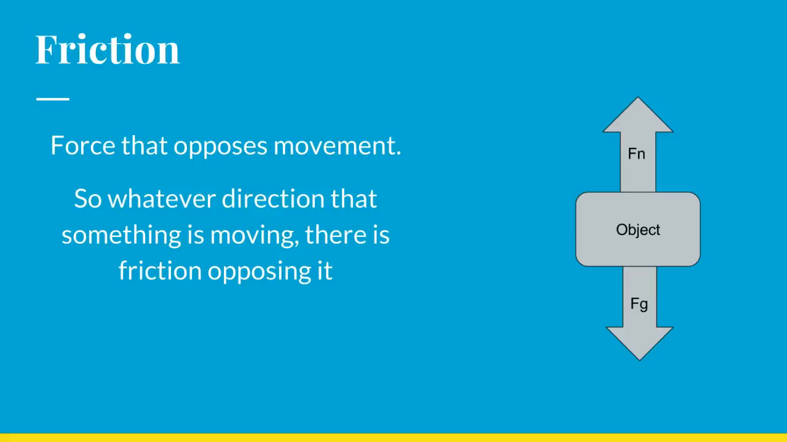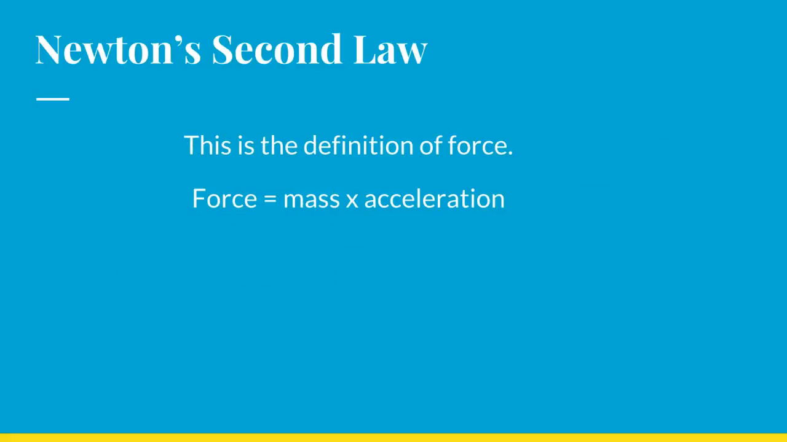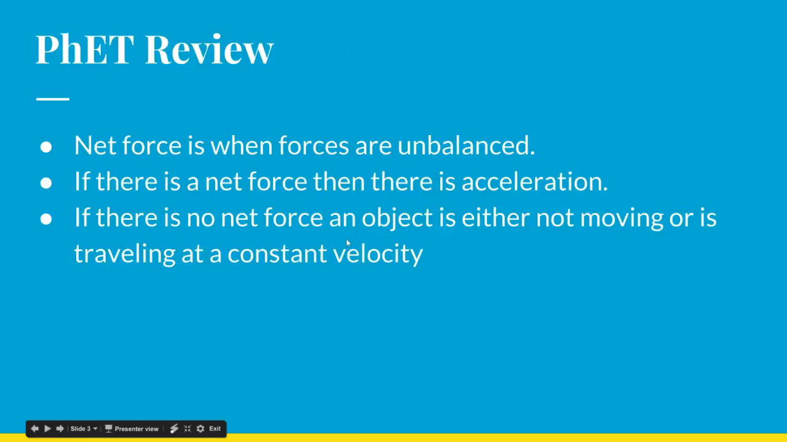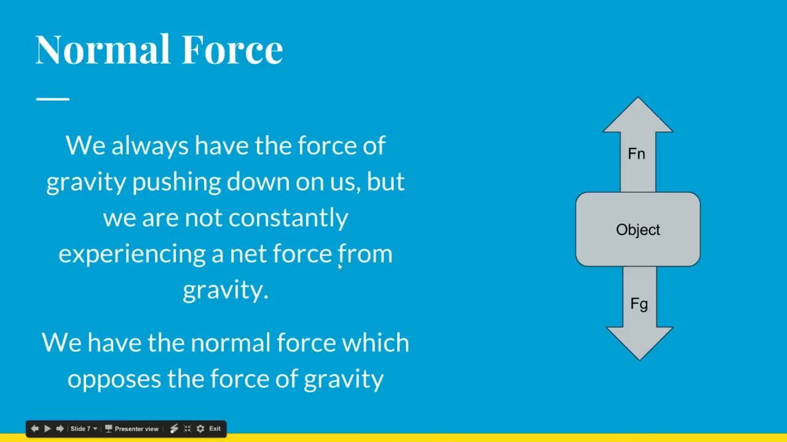Okay, now we're going to talk about Newton's second law, and it's really simple, and it makes good sense because we already know that force and acceleration are related to each other. Newton's second law is just a definition of force, and it says that force is equal to mass times acceleration. So if I want to calculate a force, I take the mass of the object and how much it's accelerating, and that's how much the force is. If there's force, then there's acceleration. If there's acceleration, there's force. And so this equation shows us what we already knew from the PhET simulation, that if there is a net force, then there is acceleration.